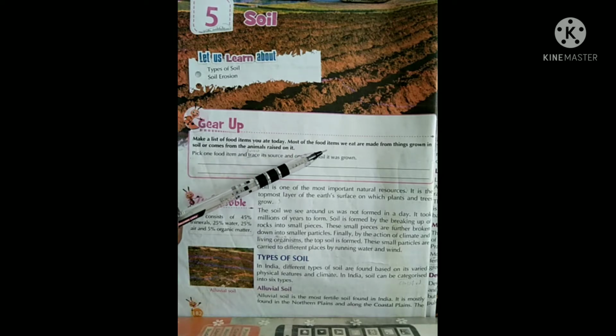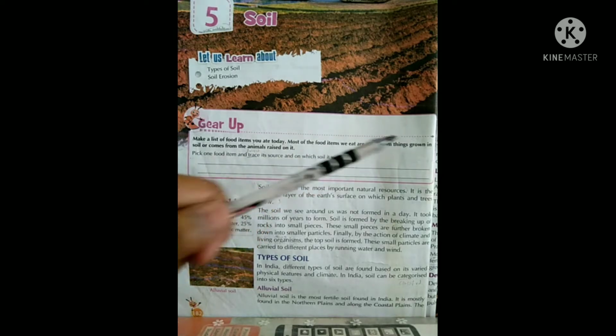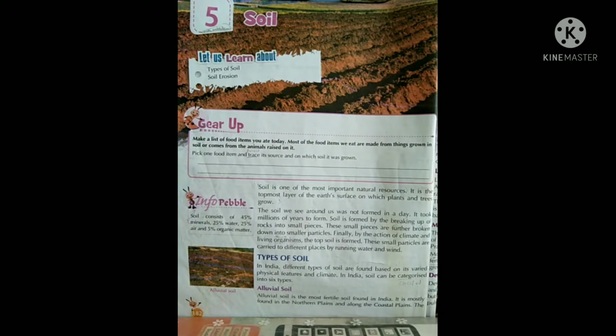Most of the food items we eat are made from things grown in soil. Whatever food we eat, for example rice, wheat, roti, chapati, all those fruits and vegetables, we are growing in soil, and some come from animals raised on it. Some animals also give us food, like milk. Milk we can also make into curd, buttermilk and cheese. So many things we can prepare, isn't it?